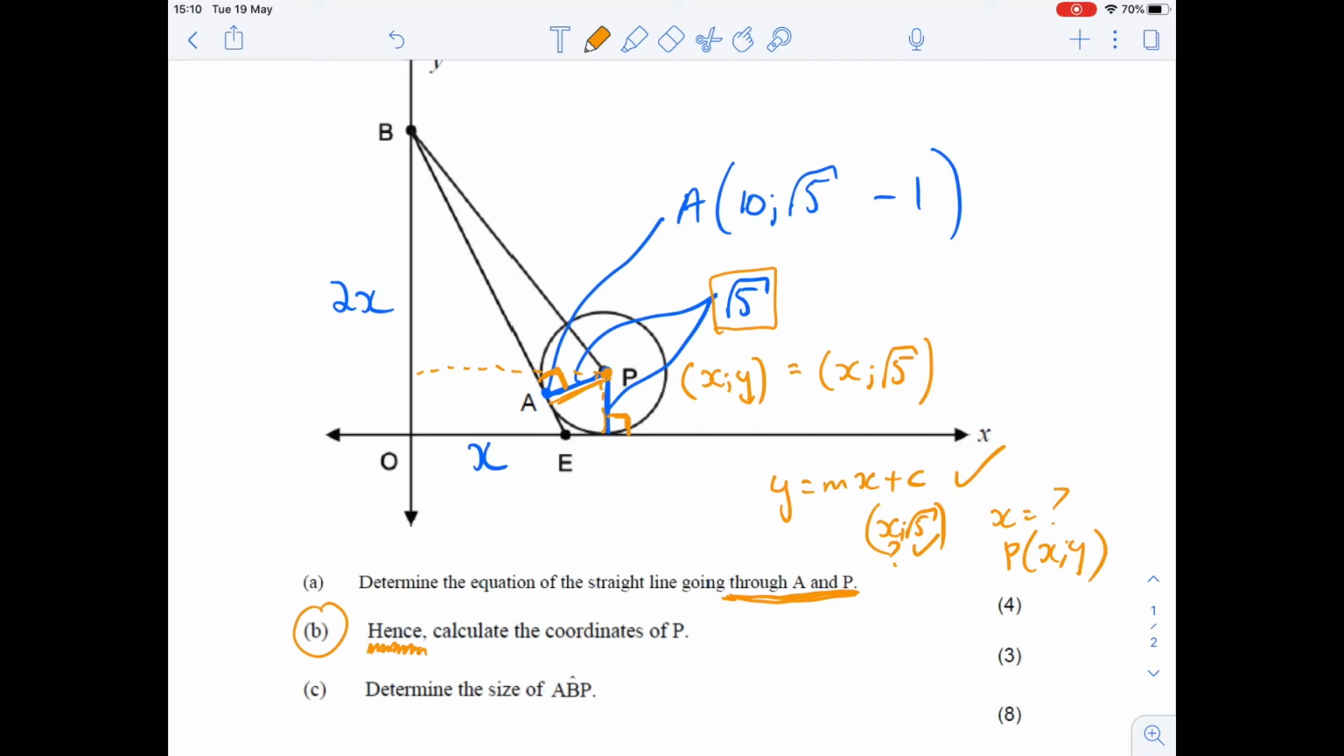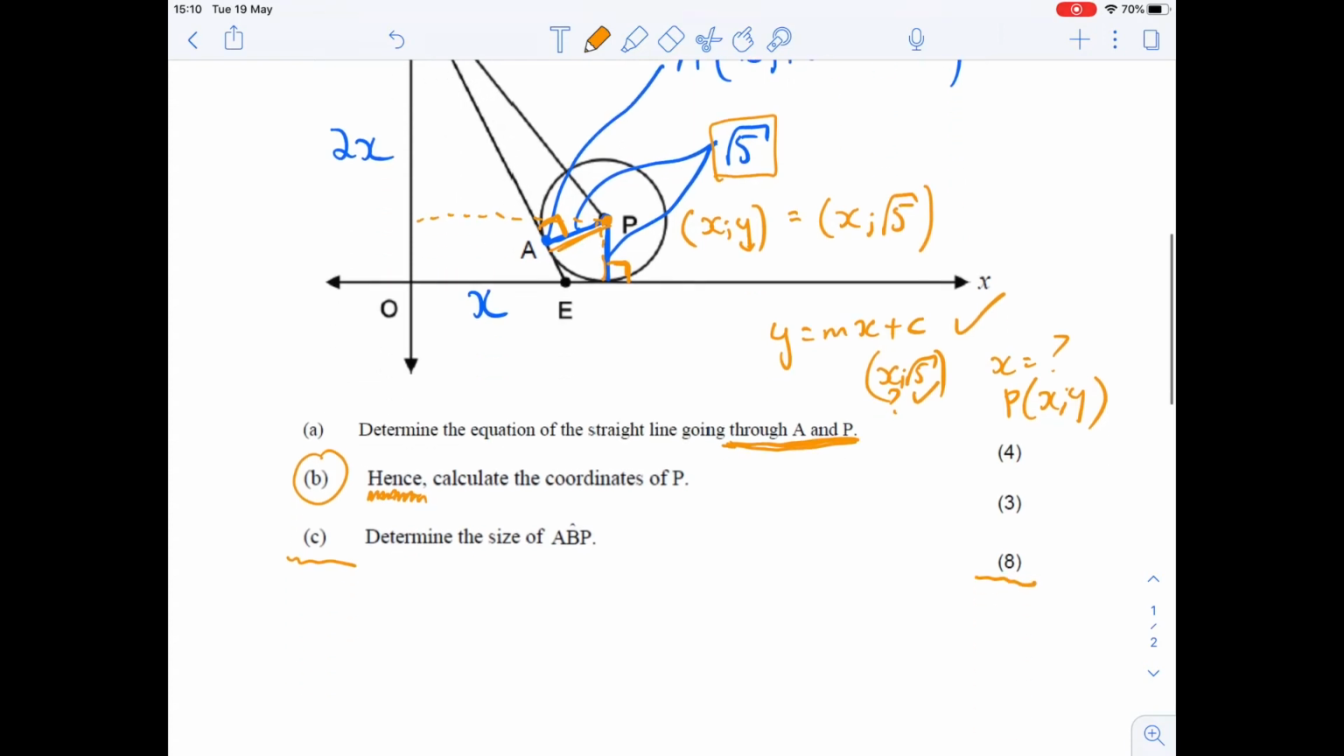And then we're going to move on to the last one, C, which if you'll notice there, it's out of 8 marks. So that's going to require quite a bit of working.